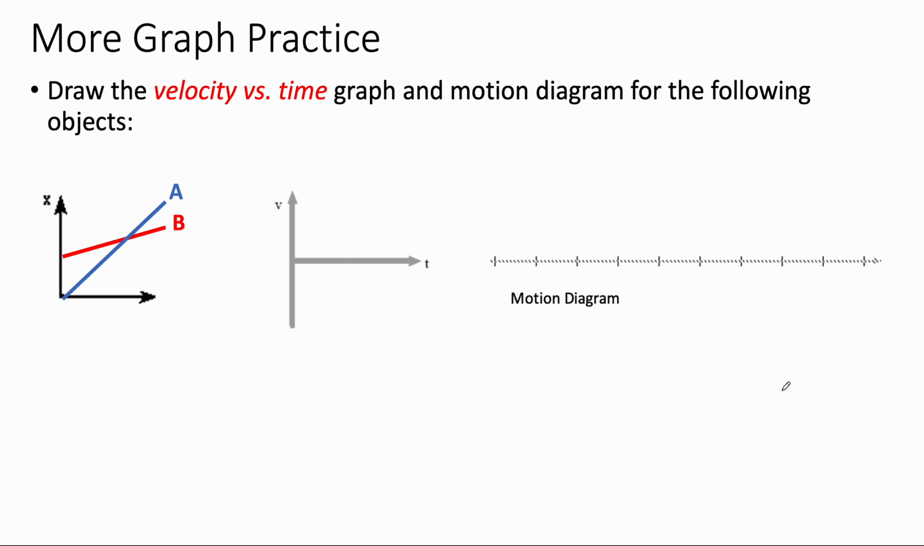Now some actual practice for the quiz. You've got these two objects. You've got a position versus time graph for object A and B. What's this going to look like? Well, if we graph B, its velocity is going to be the slope of this graph, and it seems to have a kind of constant slope like this. So a constant positive velocity.